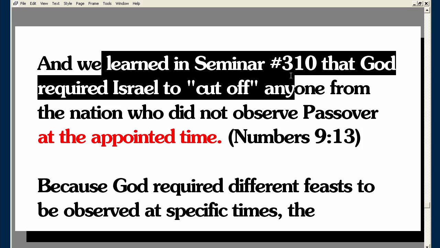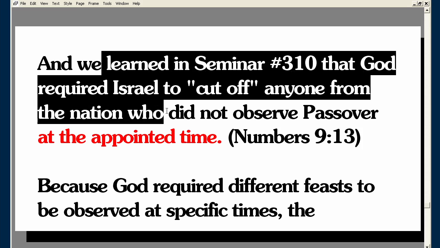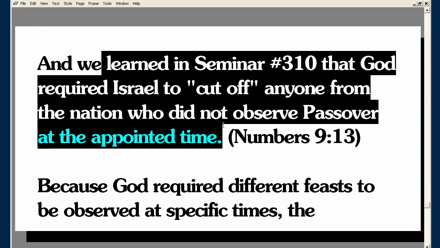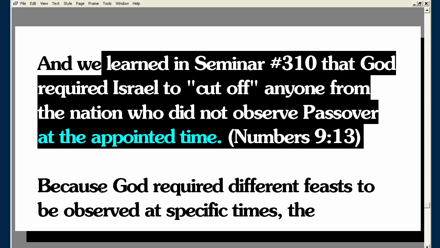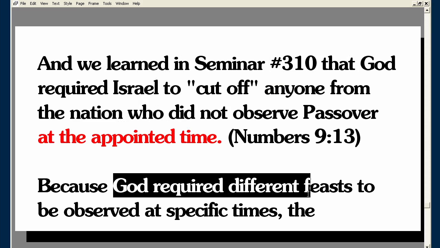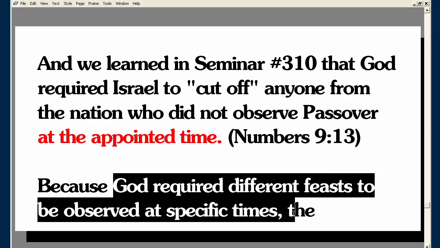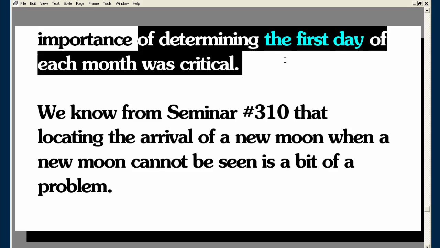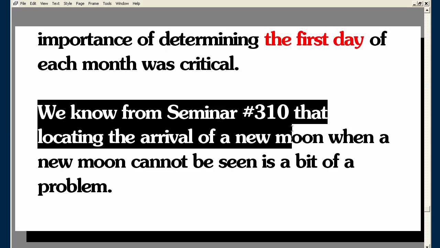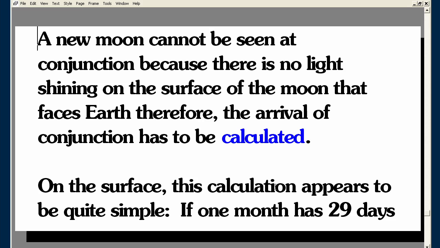And we learned in seminar number 310 that God required Israel to cut off anyone from the nation who did not observe Passover at the appointed time. See Numbers 9:13. Because God required different feasts to be observed at specific times, the importance of determining the first day of each month was critical, as well as the first day of each year. We know from seminar number 310 that locating the arrival of a new moon when a new moon cannot be seen is a bit of a problem.